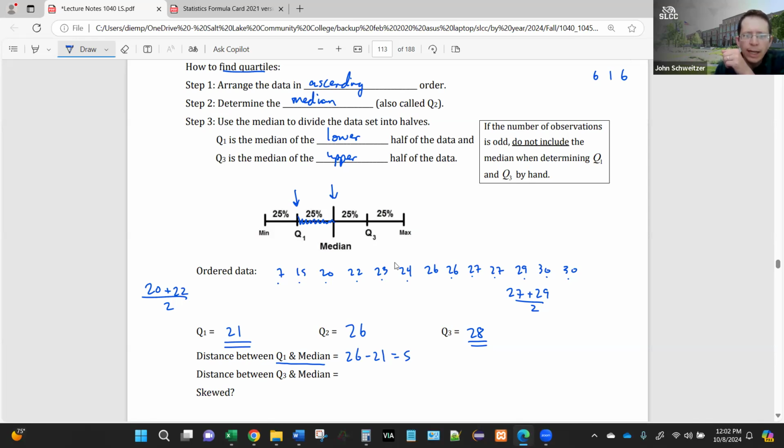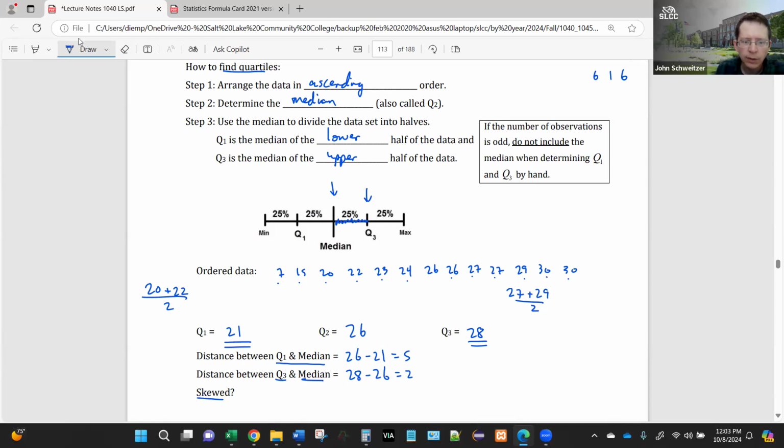If we do the same for the right end, we're looking at the difference between Q3 and the median. So Q3 is here, the median is here. So that distance, again, is like a spread for the upper half of the distribution. So Q3, we calculated that to be 28. So 28 minus 1 is 7. Sorry, it should be a 26 there. It's Q3 minus the median, 26, so that's 2.